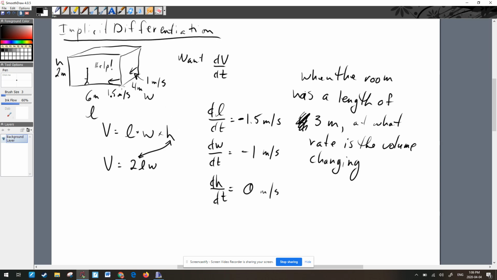We can infer from that that it's got to be 2 seconds in, because the length was 6 to begin with and it's gone in by 3. So what do we know? We know obviously that the length is 3. It's given up here. But we also know in this case that the width is going to have to be 2, because 2 seconds have elapsed and the width is decreasing at 1 meter per second for 2 seconds. So it's going to take us down to a width of 2 meters.